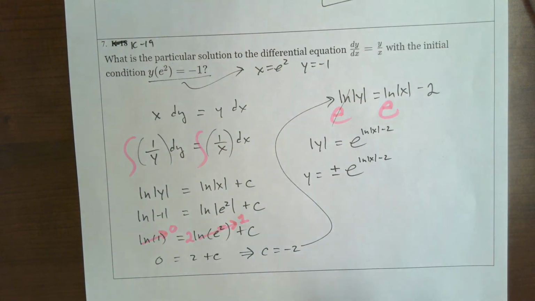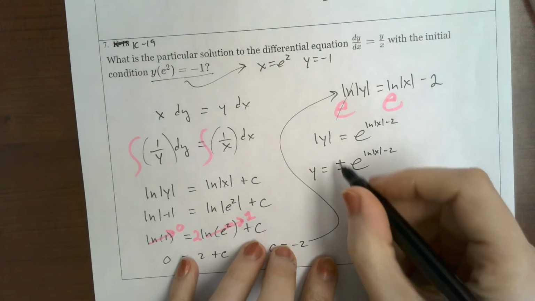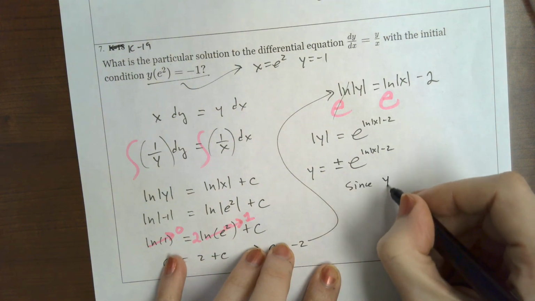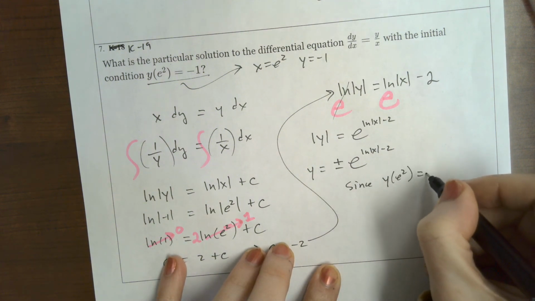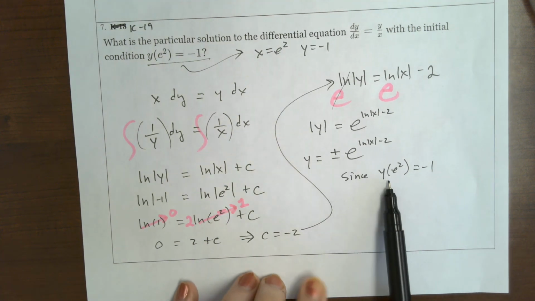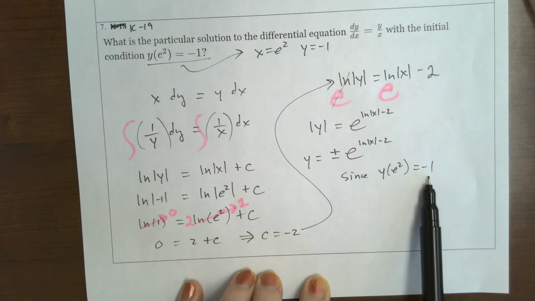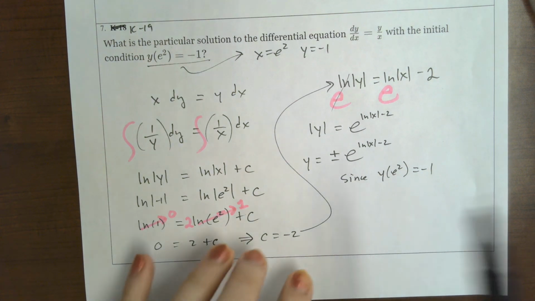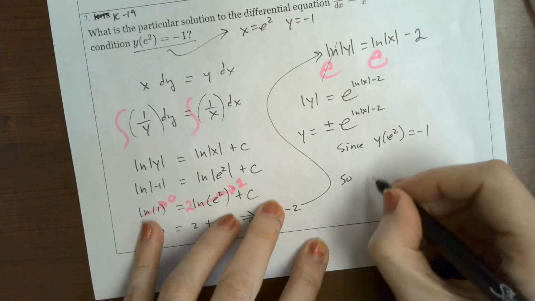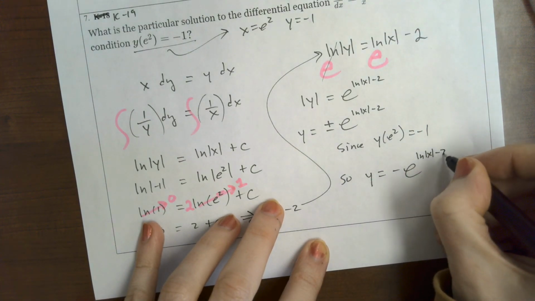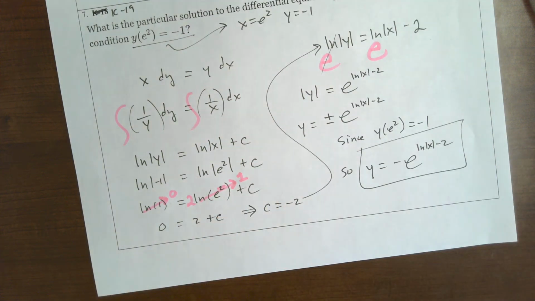Now you have to figure out if it's the positive or the negative. So since y of e squared equals -1, this is telling us that when we put something in for x, e squared for example, what comes out needs to be a negative. So it's the -1. So y equals -e. Okay guys, there it is.